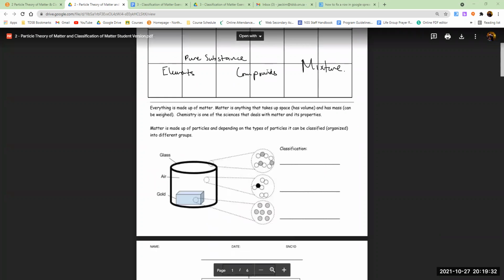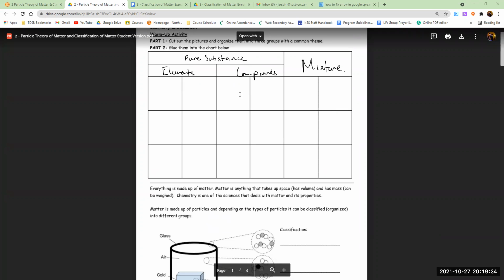So going down, keep this in mind because that was one of our little homework assignments. You had to create a classification of matter chart on a single 8.5 by 11 piece of paper. I'll get more into that at the end of the video.